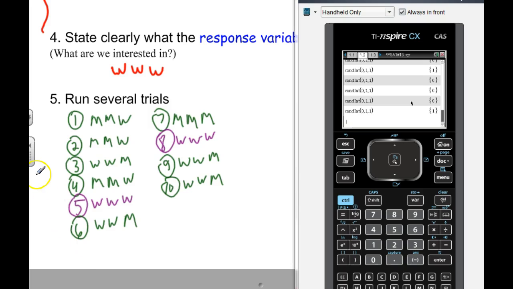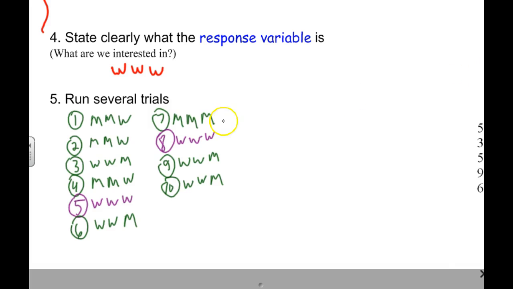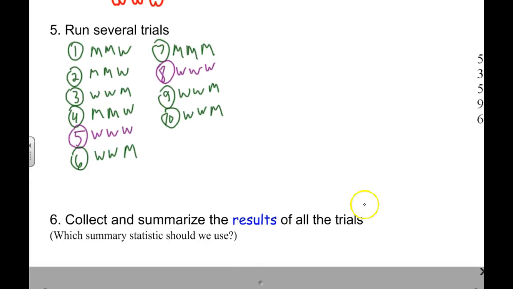So what you want to do now is kind of look at this and go, okay, collect and summarize the results of all the trials. Which summary statistic should we use? So let's summarize these. We only did 10 trials. We're going to summarize what we did. So we said, okay, 2 of the 10 trials, which is really what percent? That's like 20%. 20% of the time, 3 women were hired.